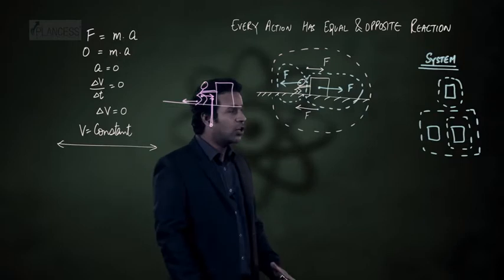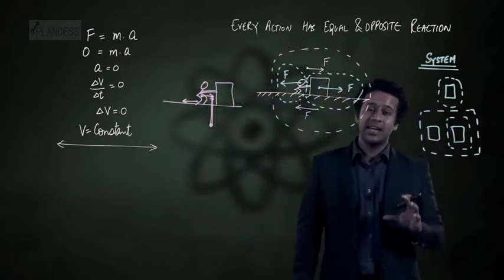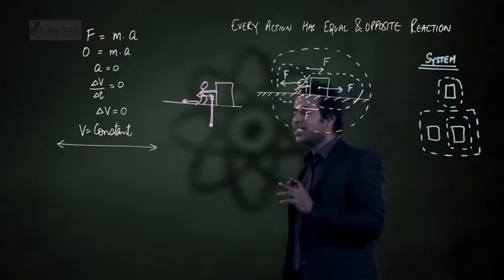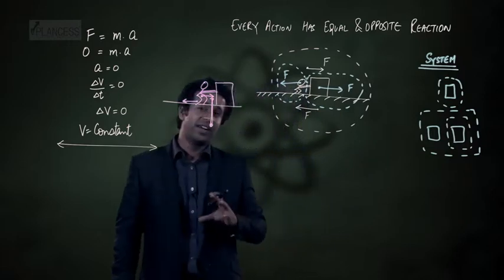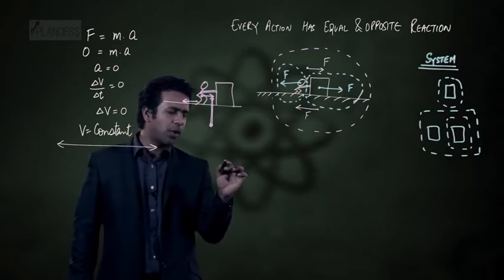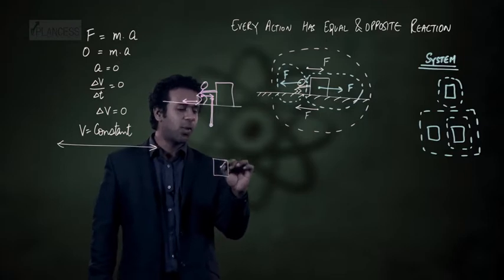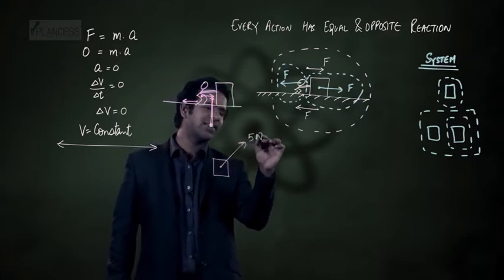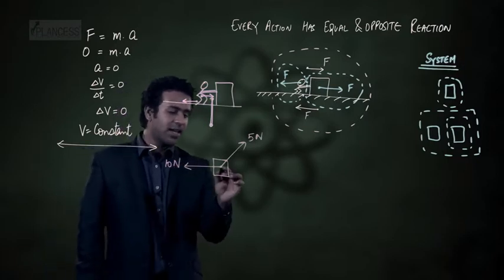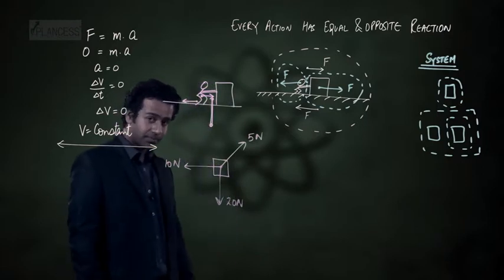Right. So we saw that to resolve this, you must clearly define your system and then list down the forces which are acting on it. So let's see an example of how we list down the forces. Right. So let's say there's a block which has multiple forces acting on it. So there's one force of 5 Newton acting in this direction, then another 10 Newton force acting in this direction, and then let's say a 20 Newton force acting as shown.